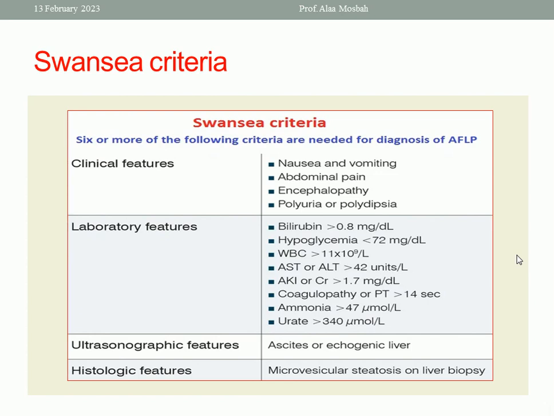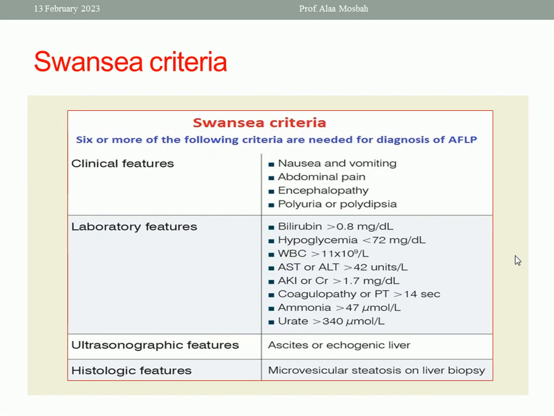From lab features: hypoglycemia, blood glucose less than 72 milligram per deciliter, bilirubin more than 0.8 milligram per deciliter, white blood cells more than 11,000, liver enzyme AST or ALT more than 42 units per liter, acute kidney injury or creatinine more than 1.7 milligram per deciliter, coagulopathy or prothrombin time more than 14 seconds, ammonia more than 47 micromole per liter, urate more than 340 micromole per liter. This is as regards the lab features.